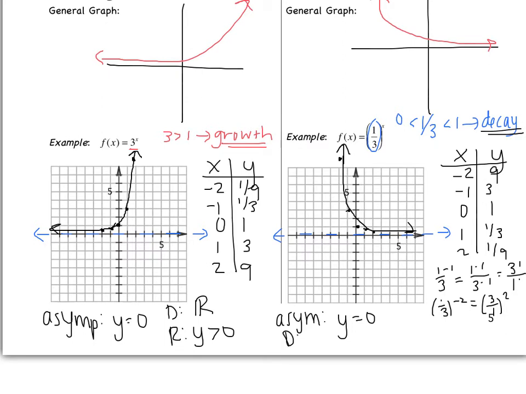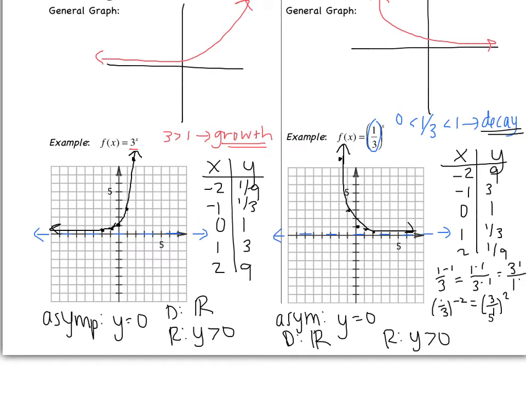The last thing that you're going to be asked to do is find the domain and range. The domain is still all real numbers. The range has to do with y. If I look at my graph, I see that y starts at 0 and it increases. So I have y is greater than 0. It's never actually 0. It just gets really close.